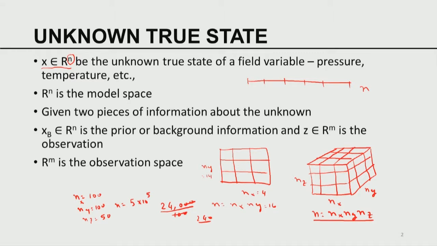So let us pretend I have a global domain, I have a field variable of interest, I have collated all the field variables of interest in a vector. Vector is of size n. N, if it is a one-dimensional problem, two-dimensional problem, three-dimensional problem, how does it relate to 1D, 2D, 3D? That's what we have talked about so far. So R^n is called the model space, as we have been talking about all through. Our notation is pretty common through the whole thing. There are two pieces of information about the unknown. One is the background or a prior, and Z is the new observation. Again, this is nothing new. We have talked about it within the Bayesian context at great length.